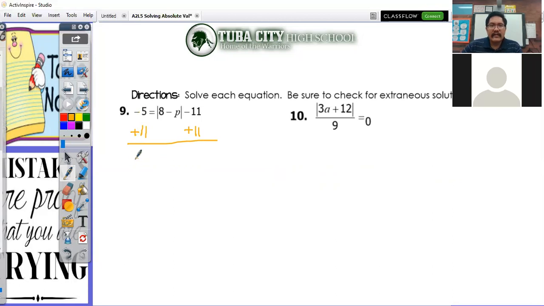So 11 minus 5 is 6. 8 minus p. All right, now from here we can, oh wait, I still have my absolute value signs, but now I can break it into two cases. The negative case, and again, everything on the inside stays the same, and then the positive case.